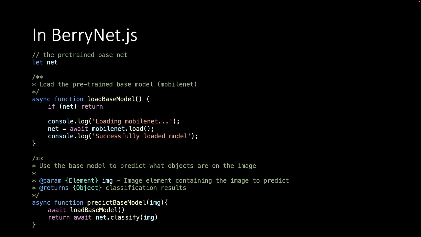The actual prediction using mobilenet is done in berrynet.js. Here, we have the predict base model function, which first calls load base model for loading the mobilenet. This may take a few seconds, depending on your internet connection. We wait until the mobilenet is loaded and then call the classify method on the network using the image, and the result is returned.